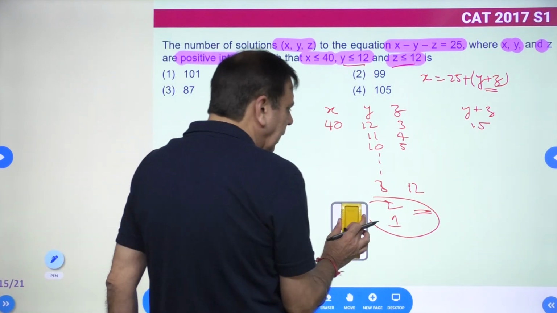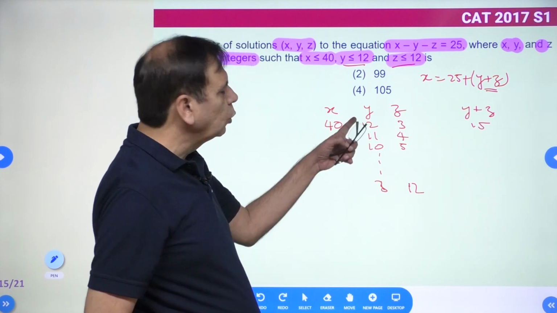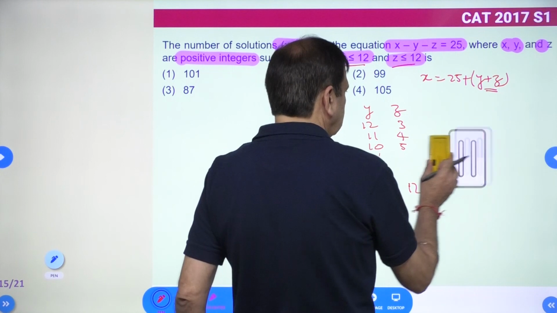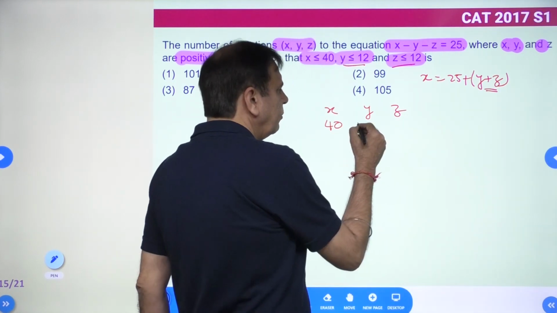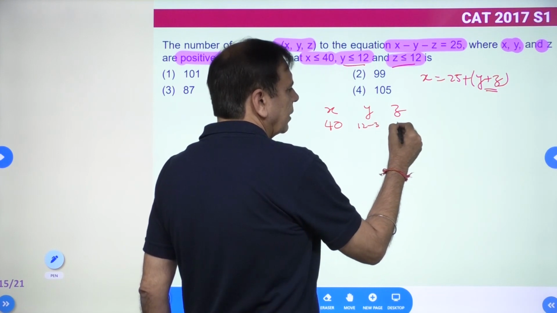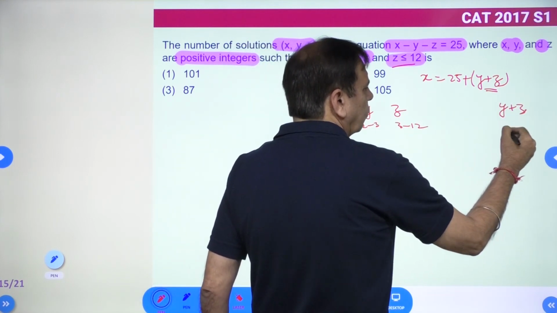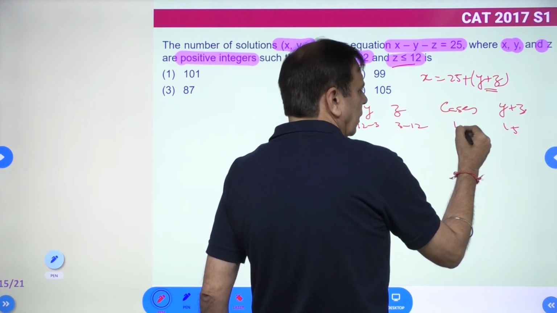So how many cases will be available to us out here? How many solutions are possible? From 3 to 12, how many are these? 10 cases. Okay, so let me put it this way. y will be from 12 to 3 and z will be from 3 to 12, and y plus z was 15. So how many cases are there? 10 cases.